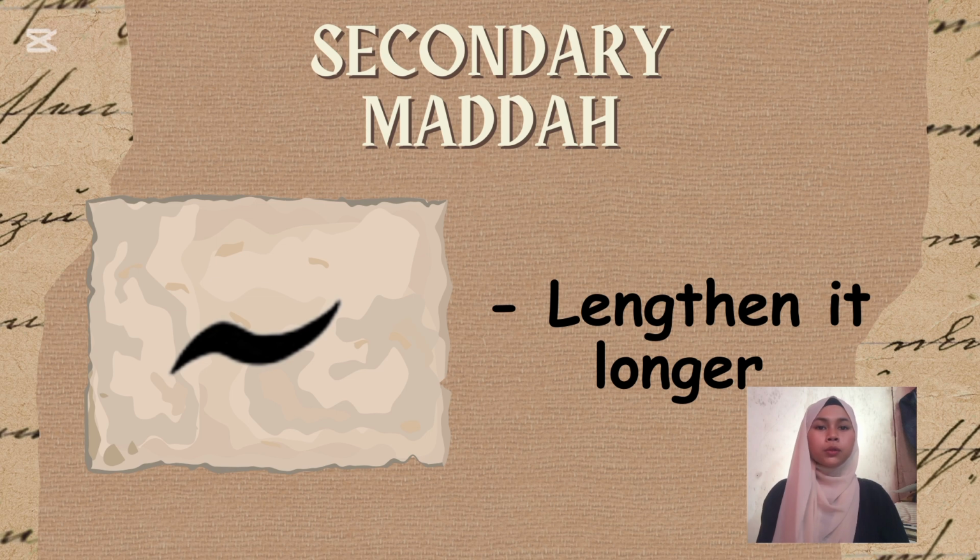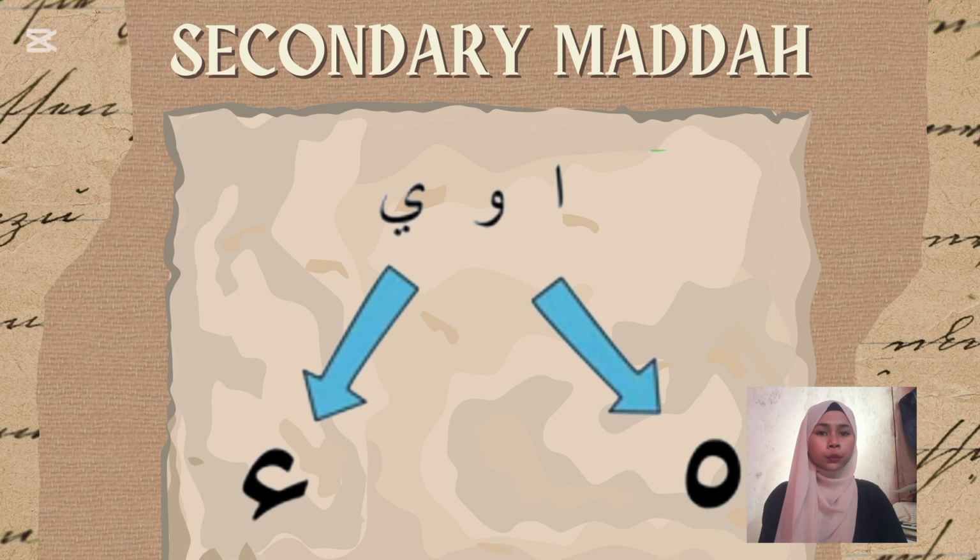Secondary mud. Most of the time we see the symbol of mud above it which looks like a wavy line. The wavy line is only used to indicate a mud that is lengthened longer than a natural mud. Secondary mud occurs when you see a long vowel after it, you see the letter hamza or a sukun.